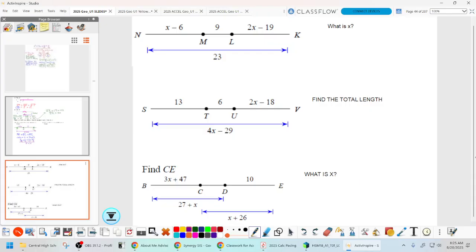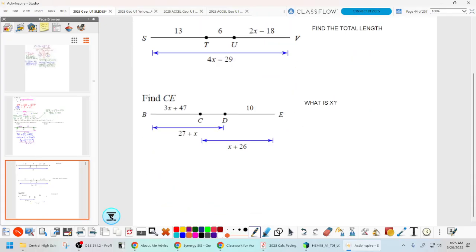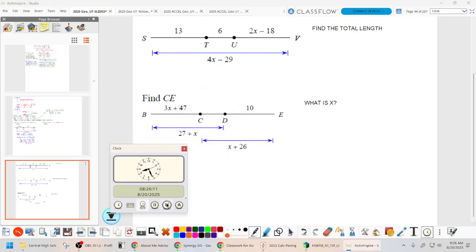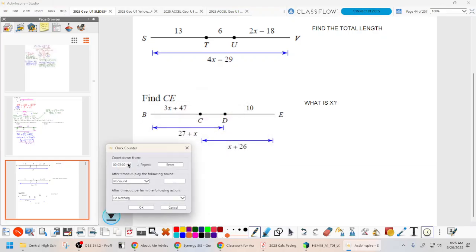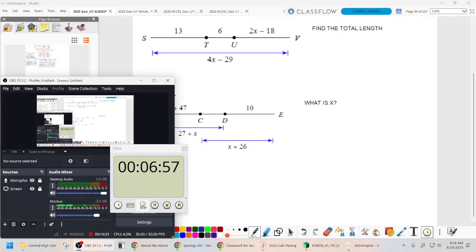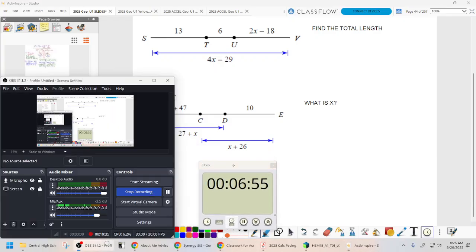Let's try these bottom two. Notice the prompt says find the total length, so not just x. This one does just say find x. So I'm going to give you, I don't know, 6 minutes or so, maybe a little bit more. Let's see if we can knock those out. Please ask for help if you don't get it.